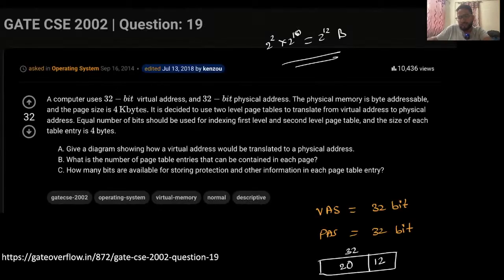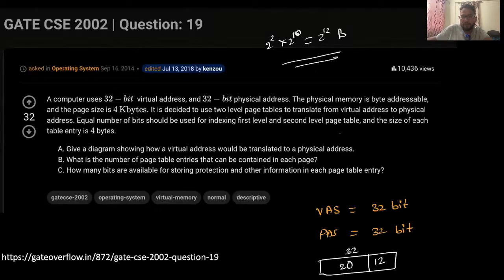This is also 32 bits. Now, the physical address space has pages of size 12 bits, and if you divide the physical address space into pages, it will look like this. Similarly, the virtual address space looks like this. Now you want to use two levels of paging.